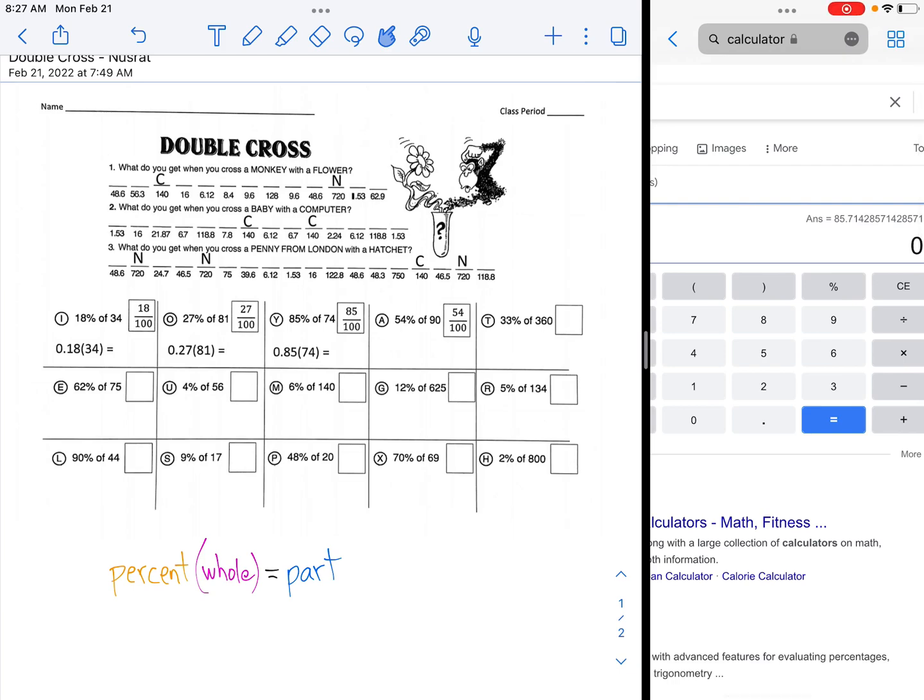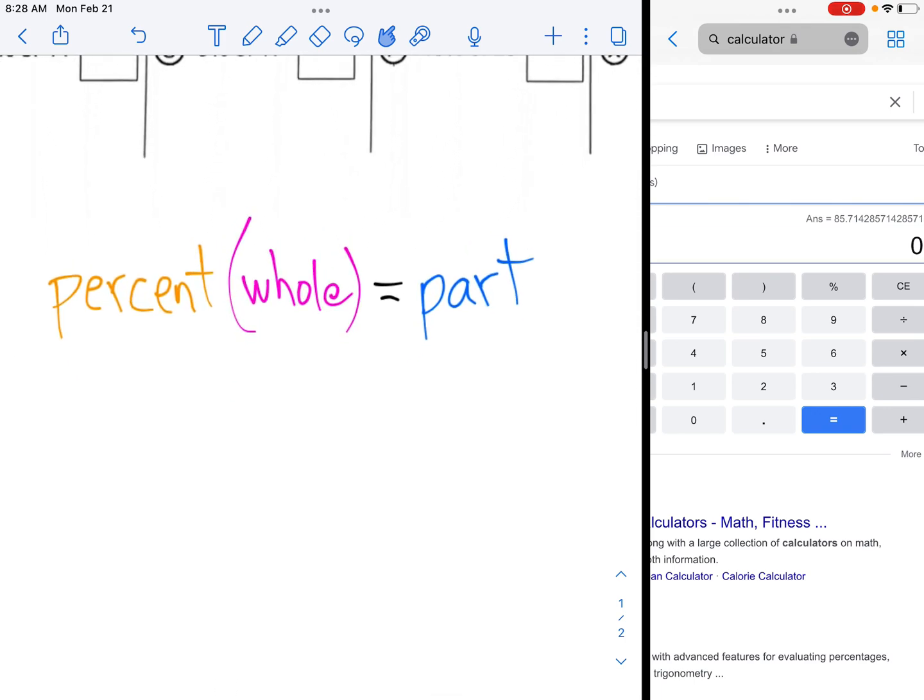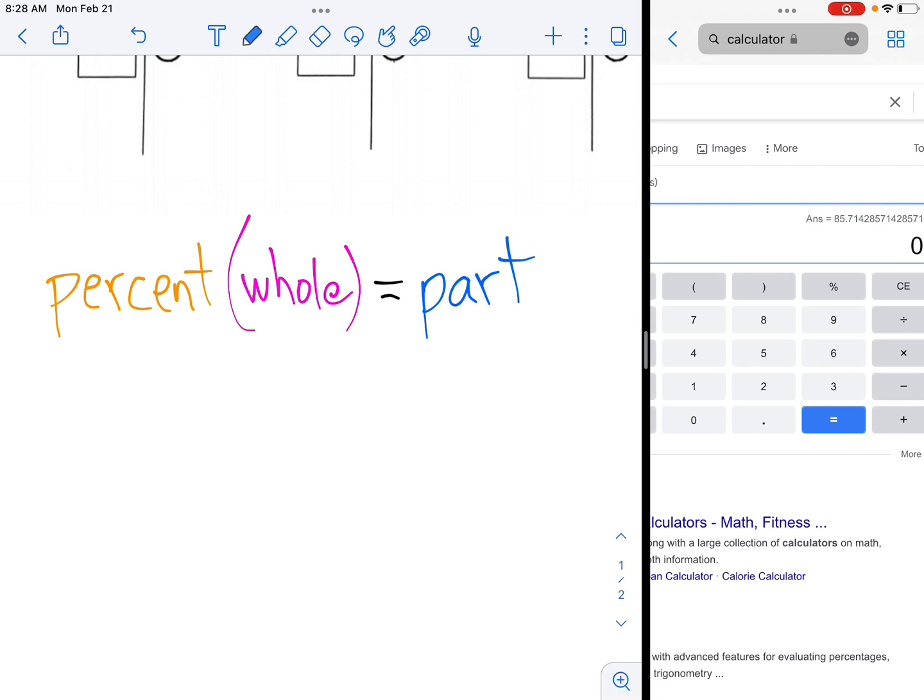We also completed this assignment in class. So this is called double cross. But what we're really trying to do is find a specific percent of a number using our calculator. So this has been in front of our classroom for a really long time, at least 2 weeks. What this really says is percent, and when it's smushed up next to parentheses, it means times. Percent times the whole equals part, right?